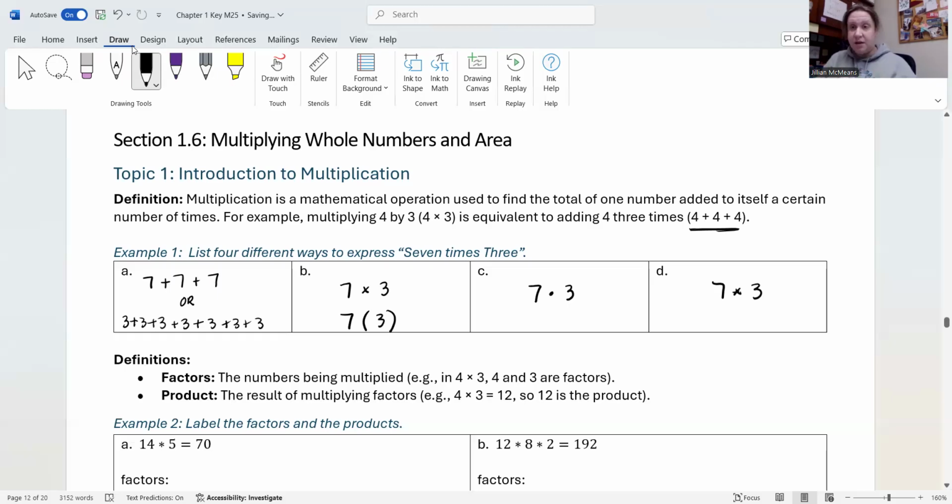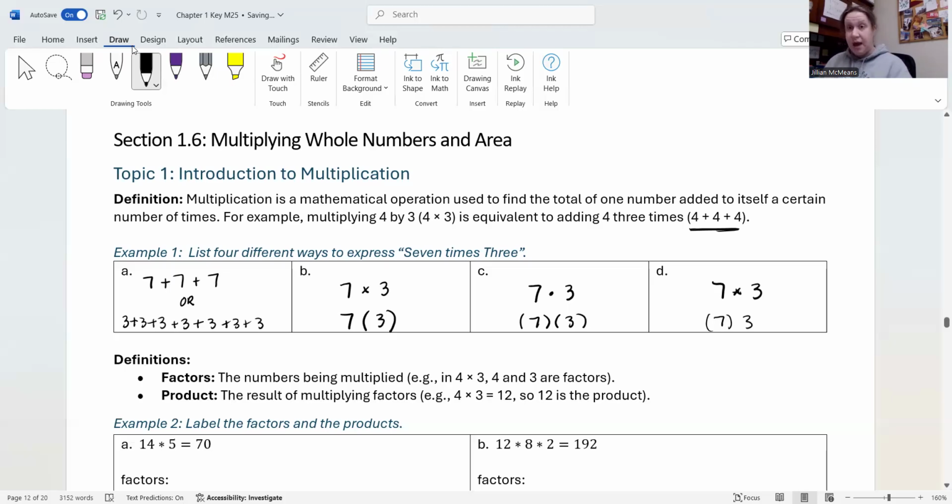Now, this 7 is not considered any kind of grouping symbol. It's just indicating that we're multiplying these two numbers. It's holding that 3 together, okay? So you could write it as 7 times 3 in parentheses like that. You could do the 7 in parentheses and the 3 in parentheses, or you could do just the 7 in parentheses with the 3 outside. So you've got lots and lots of different ways that we could represent multiplication.